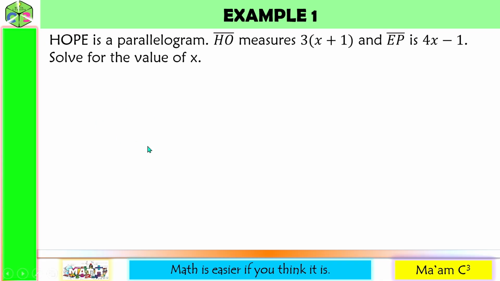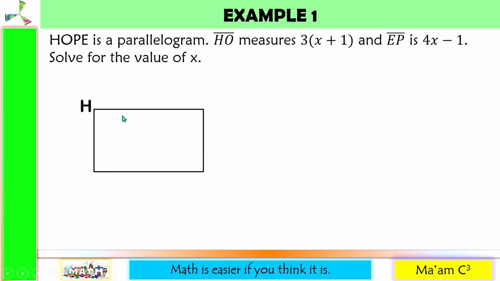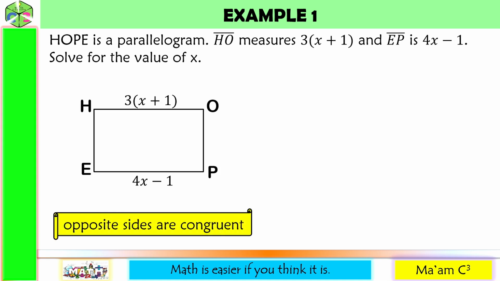Let us visualize this. Let us create a parallelogram. This is vertex H, O, P, E. Line segment HO measures 3 times the quantity x plus 1, while line segment EP measures 4x minus 1. Remember that one property of a parallelogram is that opposite sides are congruent. Let us identify the opposite sides. We have HE and OP, HO and EP.